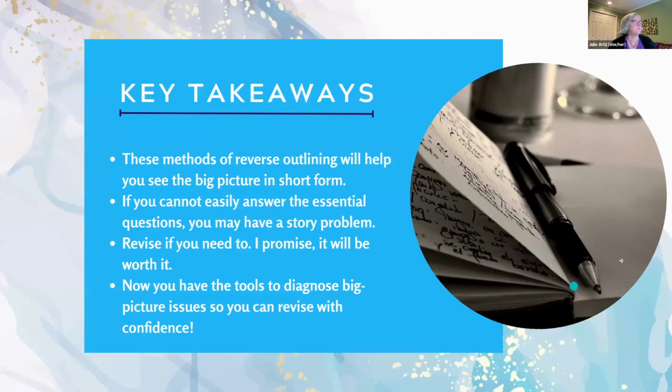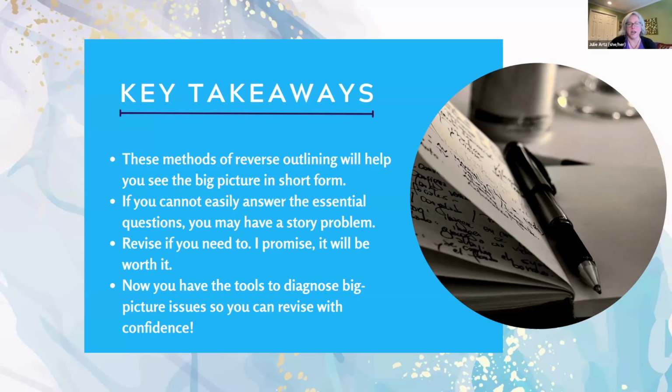Okay, so that was like a fire hose of information, I know, and I want to leave plenty of time for questions. But here are kind of the key takeaways. All of these methods of reverse outlining are flexible, they're iterative, and they'll help you see the big picture of your story in short form. If you can't easily answer those 4 essential questions that were in the very beginning of the lecture when we were talking about the logline and pitch, you may have a story problem.